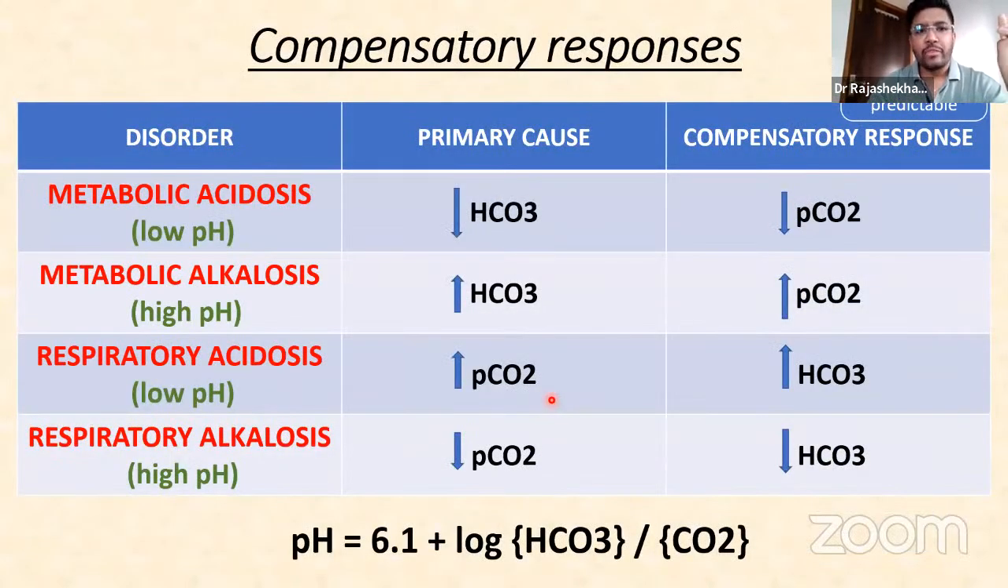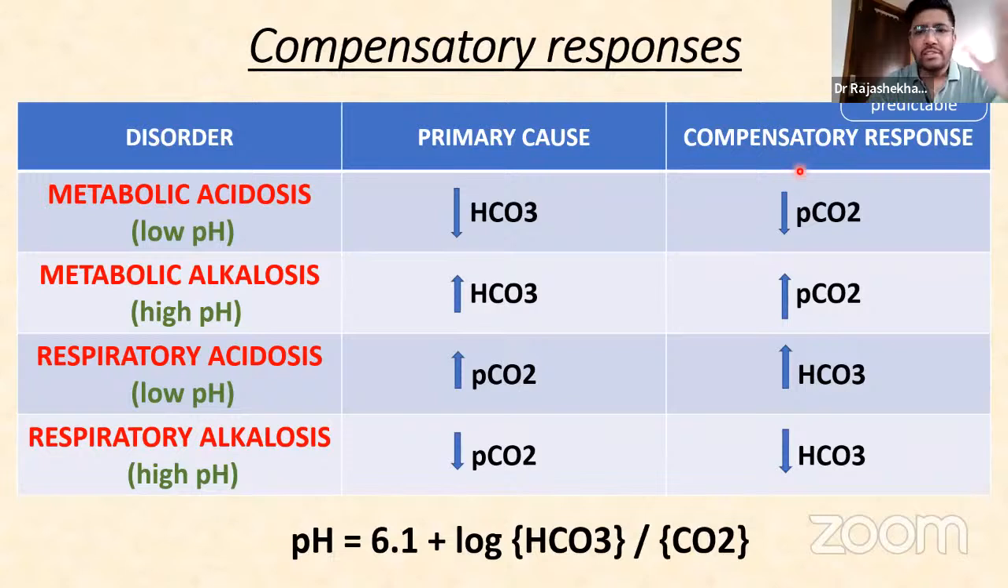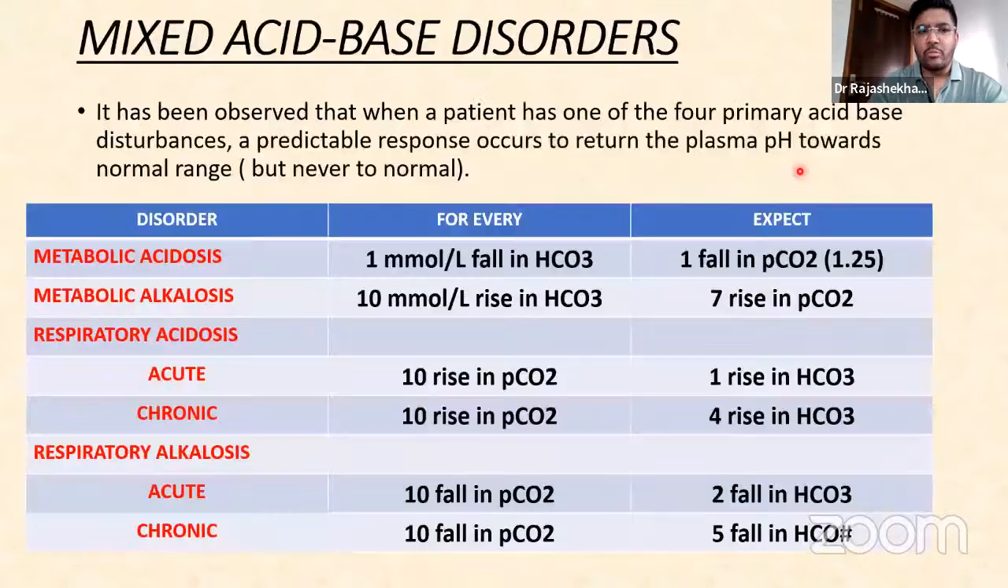So to go further, as I told you, for any primary disorder, there is always a compensatory response. And this compensatory response is not haphazard. It is always appropriate and predictable. So the body behaves in a predictable way to correct the primary cause. So we should know how the body behaves, and only then can we know what is actually happening in the body.